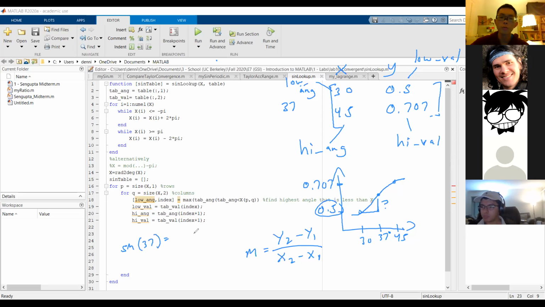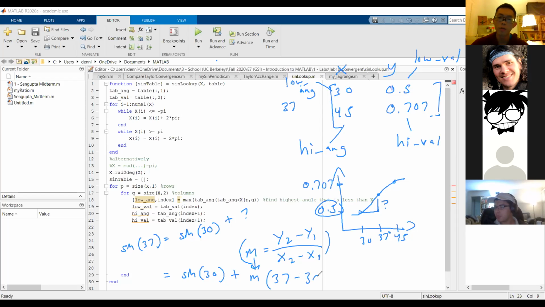Well, that's going to be equal to the sine of 30 degrees, right? That's this 0.5 over here, plus some question mark. And that question mark, we can say, using linear interpolation, is equal to sine 30 plus, we'll need the slope over here, so m multiplied by the distance between 37 and 30. So let's say 37 minus 30.